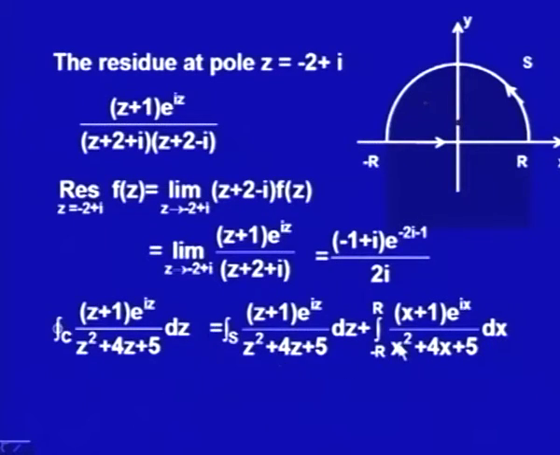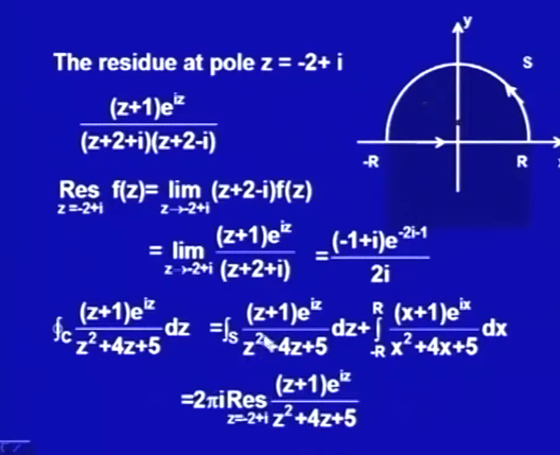Now, this integral is 2 pi i into the residue at z equal to minus 2 plus i of this function. The residue of this function we just calculated. So, if I multiply it with 2 pi i, the 2i and 2i would cancel out, and I would get minus pi into (1 plus i) into e to the power minus 2i minus 1.